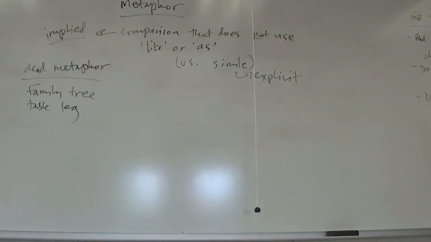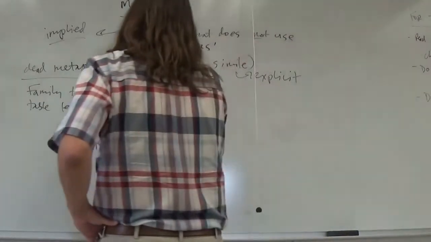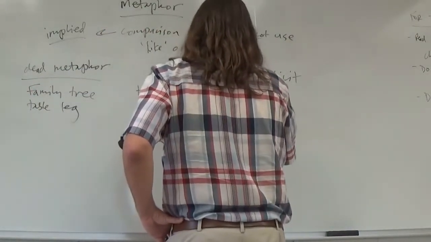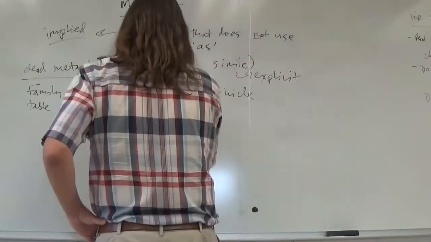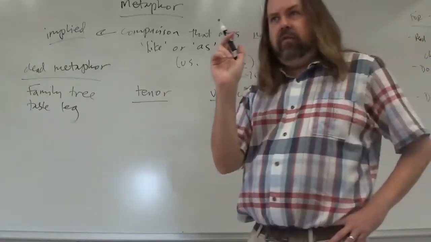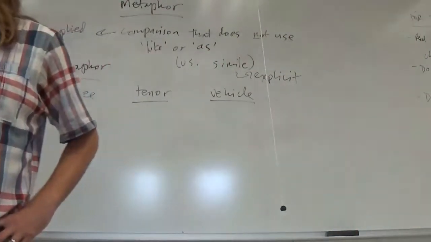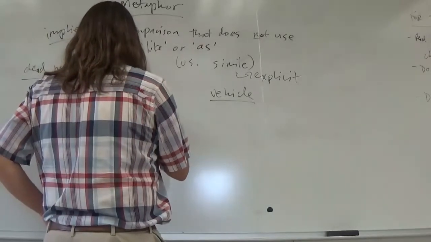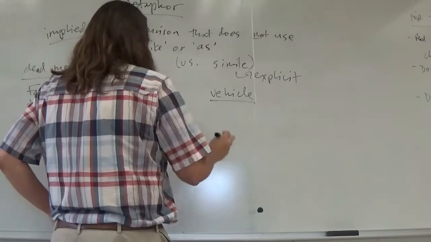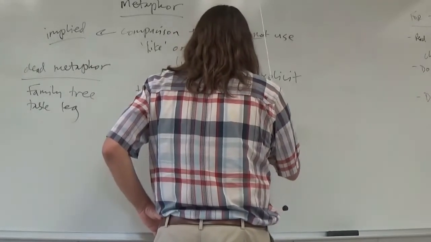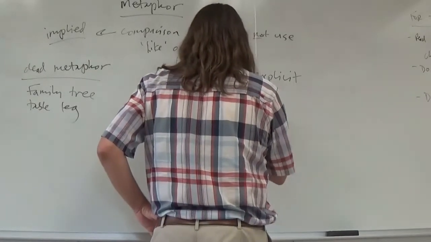So a metaphor will typically have two parts. We call them the tenor and the vehicle. So the tenor is the subject of the metaphor, right? The main thing you intend to compare to something else. While the vehicle is the comparative term.